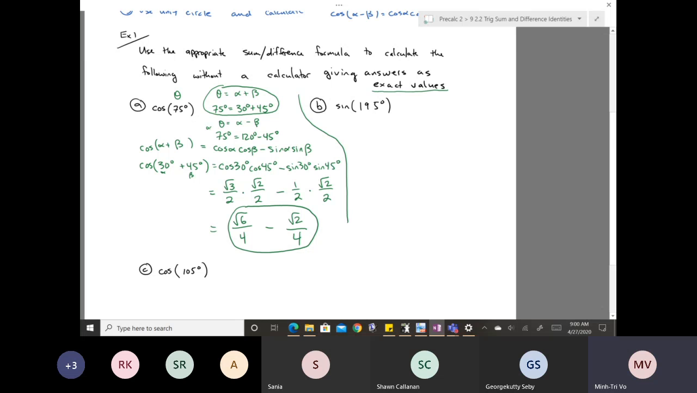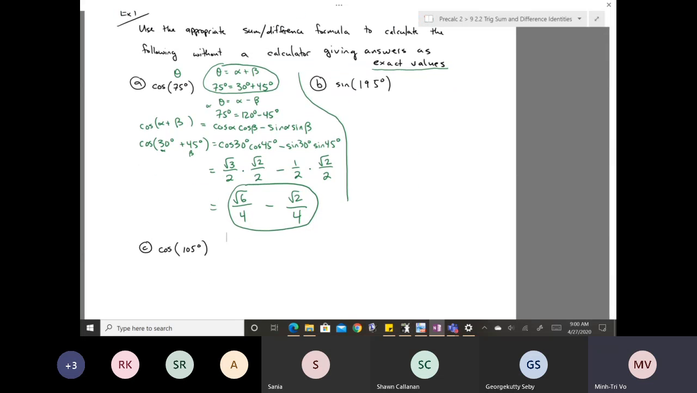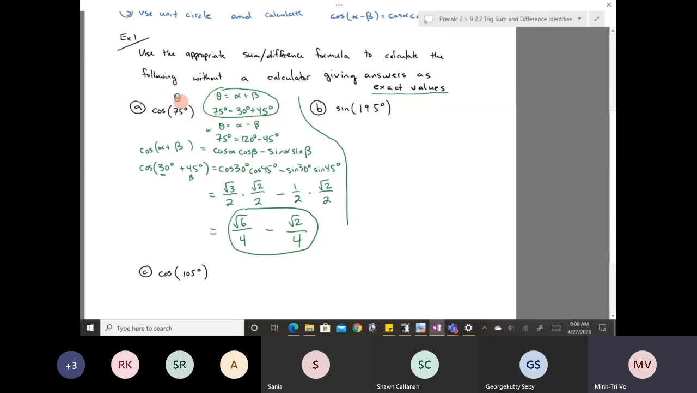Okay, so this is my solution. The basic idea again is to represent the given angle as the sum or the difference of two special angles, and then apply the appropriate formula to get the values that you want. Professor, can we go further? No, you can't. You can't simplify this any further.